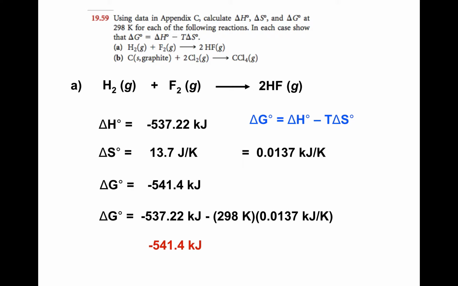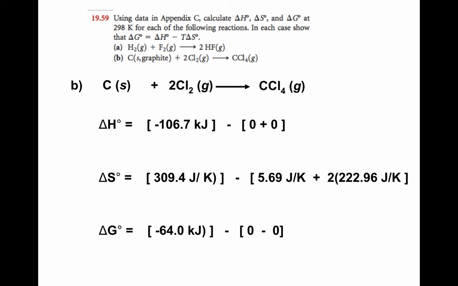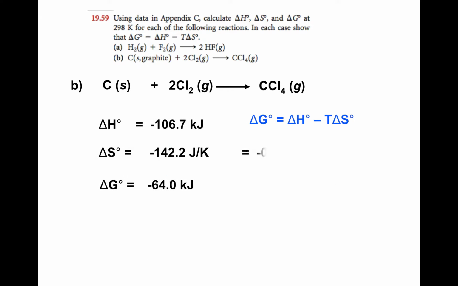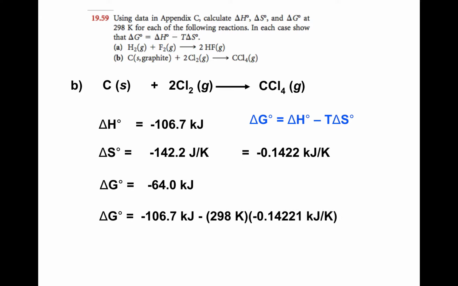Do the same thing for B. Look up what the delta G's and the delta H's and the S's of formation are for the reactants and the products. If I'm going to use delta G is equal to delta H minus T delta S, I've got to first convert delta S into kilojoules per Kelvin so that I can plug it into the equation.